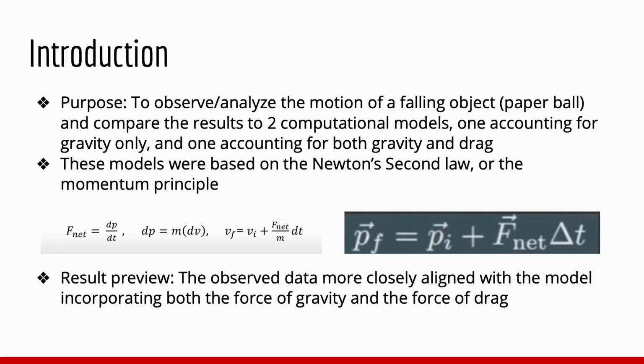The purpose of this lab was to analyze the motion of an object falling somewhat slowly and record its motion over time. This data was then compared to two computational models, one accounting for gravity and the other for both gravity and drag. This lab applied the principles of Newton's second law to attribute the changes in momentum of a system to the application of a net force, which can be seen here in this formula. This can be used to predict changes in velocity, as momentum is equal to velocity times mass. As I preview the results, the observed data fit more closely with the model for both gravity and drag force.